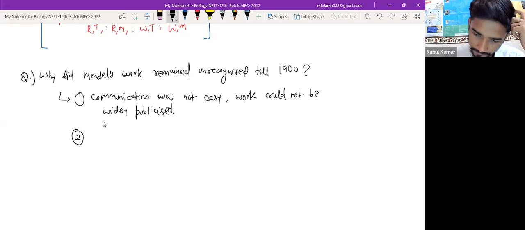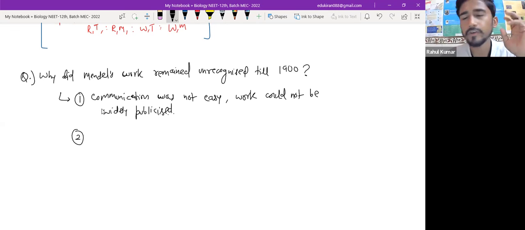Second reason was Mendel, for the first time, because Mendel did not know about genes. Okay, is it clear? So when Mendel did all this, he did not use the word gene, but he used the word factors. He called all these things which are being inherited as factors. So he said that for every character, there are factors in our body which are passed on from one generation to another through the gametes.